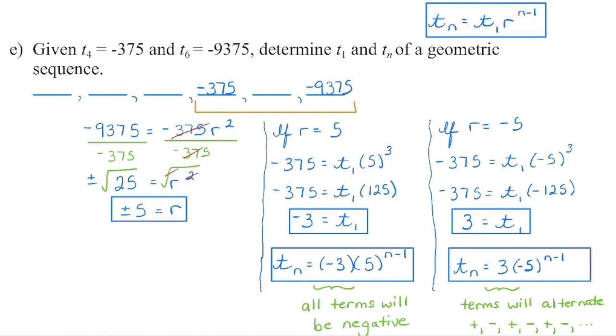And now if this is positive and we multiply by a negative, we're going to get a negative. A negative times a negative is a positive. A positive times a negative is a negative. Now your terms are going to alternate, positive, negative, etc. So you need to be careful in geometric sequences. If at any point you're trying to solve for the common ratio and you have an even exponent, you're going to get both a positive and a negative ratio.